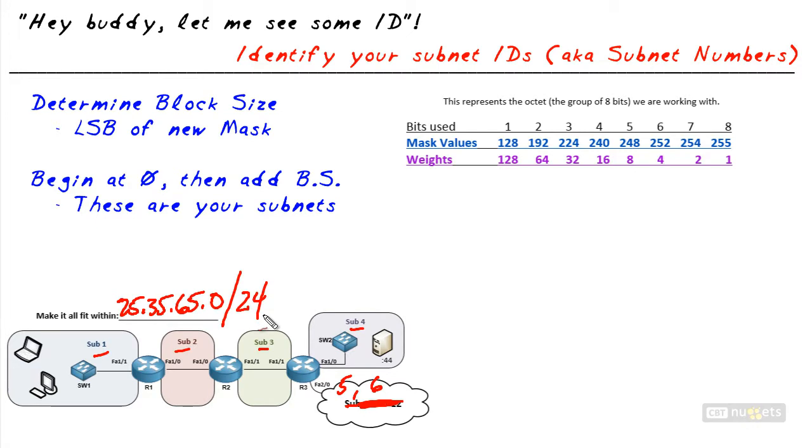This time, let's mix it up. .65.0/24. So that's our starting point, is that 24-bit network. We need to make this all fit. So my question is, when we're given this, the very first thing that you'd have to do is what? What's our very first step?